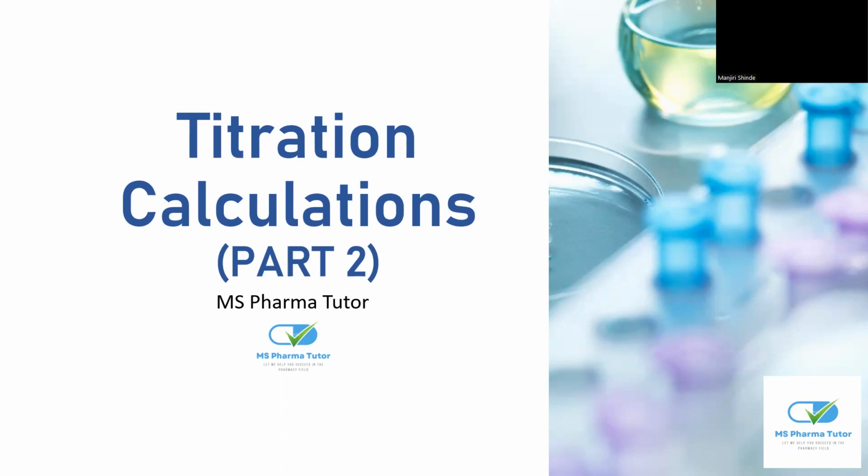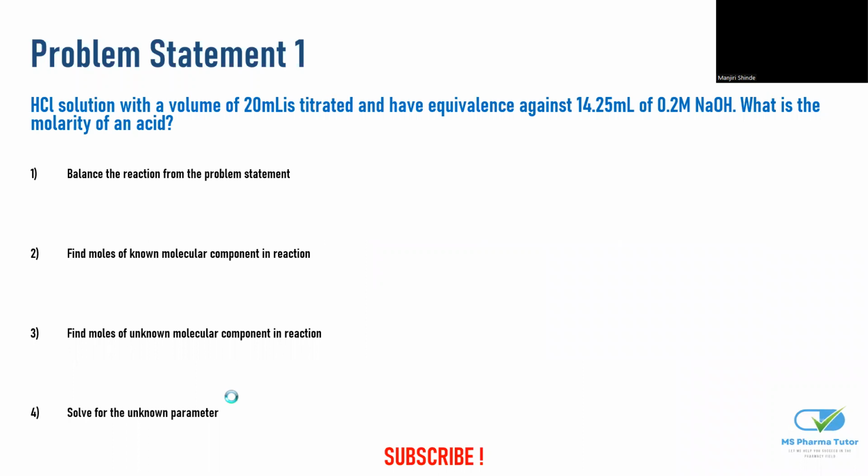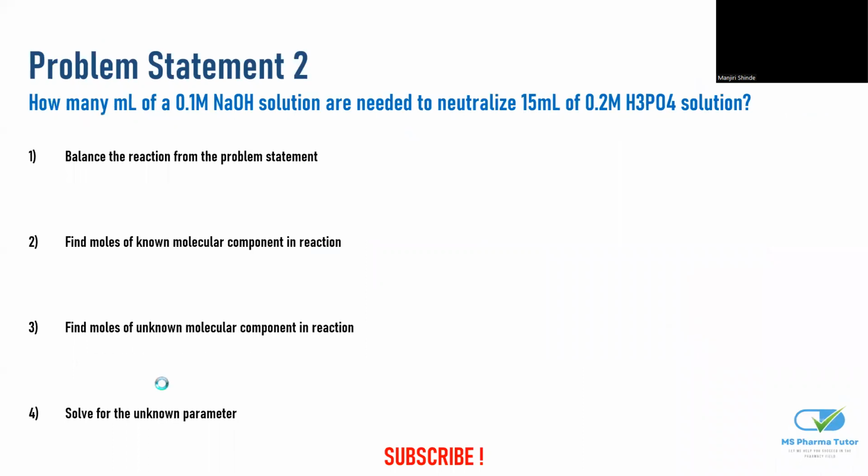This is the continuation of the previous video, that is titration calculation. So starting with it, previously we have seen the steps that we have followed for such acid base titration calculation, and this was the problem statement that we had solved. And another problem statement I had given you for solving, and now I will be discussing the same with you. So they have given that how many ml of 0.1 molar NaOH solution is needed to neutralize 15 ml of 0.2 molar of H3PO4 solution.